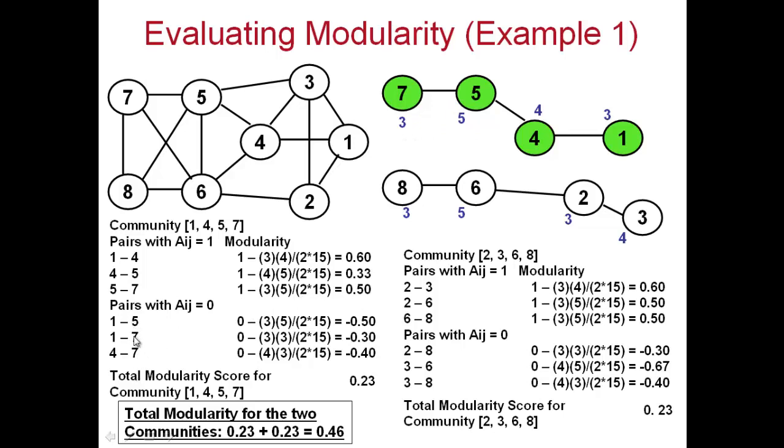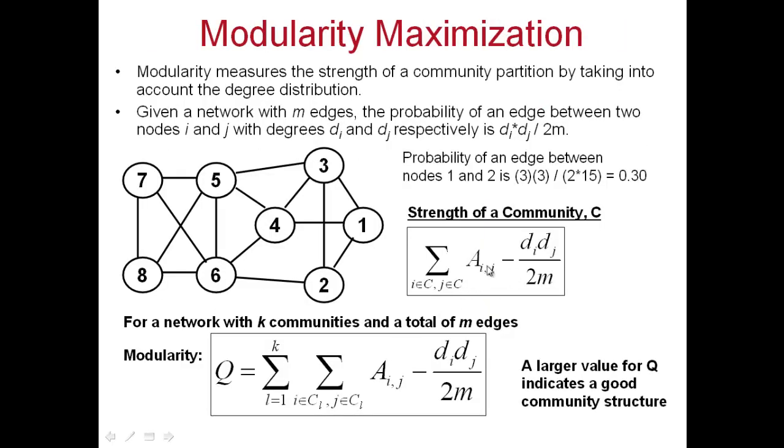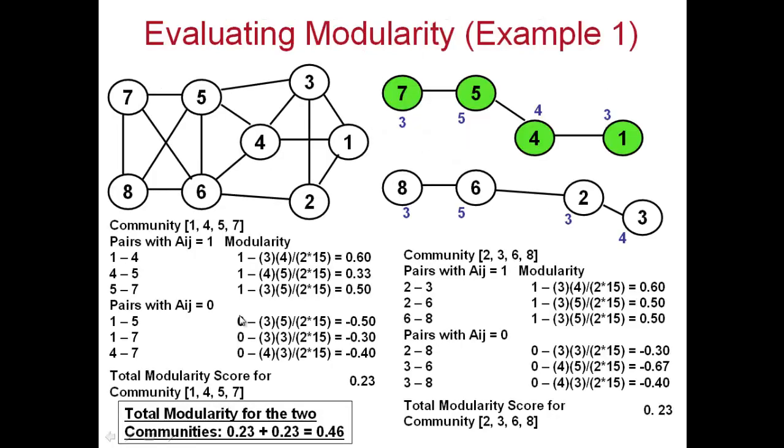Now for the pairs 1, 5, 1, 7, and 4, 7, they don't have an edge between them in the given graph. So it's going to be 0 minus, because the formula uses whatever the entry in the adjacency matrix is. So it's going to be 0 minus the product of the degrees divided by 2 times the number of edges. So we're going to get negative numbers.